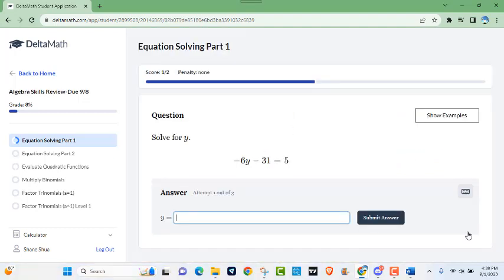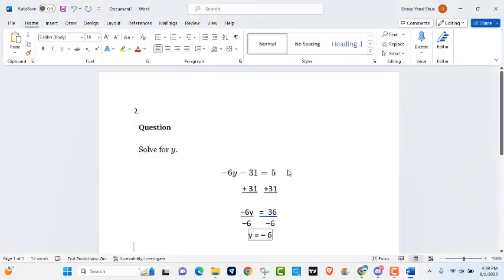Okay, let's take a look at question 2. So it says solve for y, negative 6y minus 31 equals 5. All right, so here's the question here. So we need to solve for y. So first thing we're going to do, we're going to add 31 to both sides of the equation. The negative 31 and the positive 31, they're going to cancel each other out.